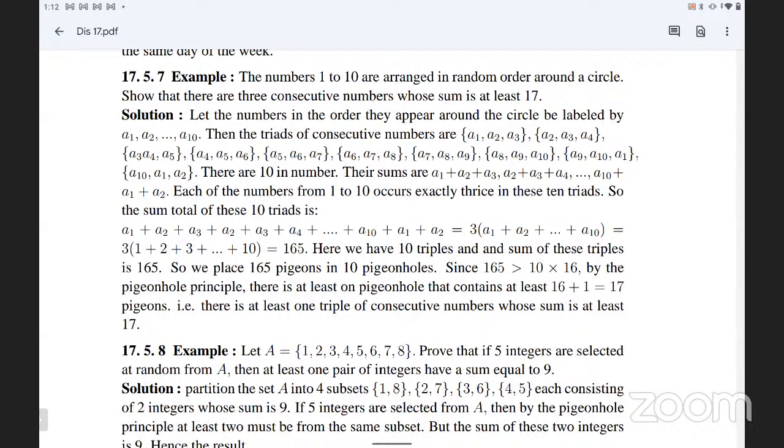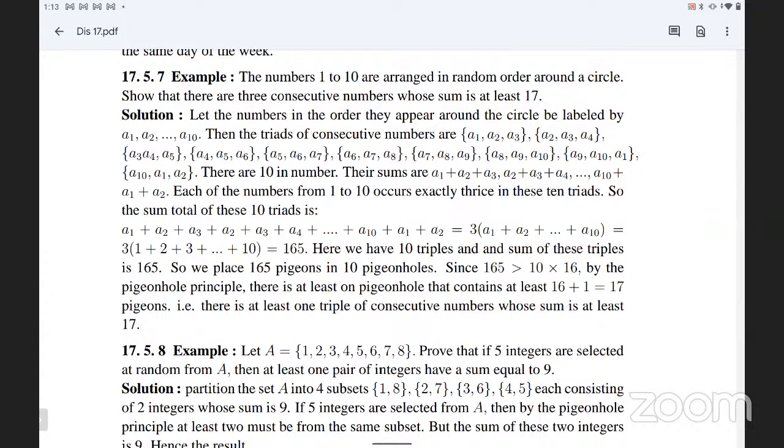Then the triples of consecutive numbers are A1, A2, A3; A2, A3, A4; A3, A4, A5; and so on, like that, up to A9, A10, and again it comes to A1, and A10, A1, A2. There are 10 such triples. Their sums are A1 plus A2 plus A3, A2 plus A3 plus A4, and so on, up to A10 plus A1 plus A2.